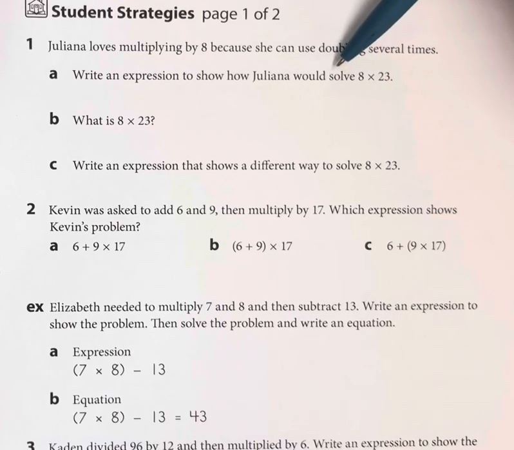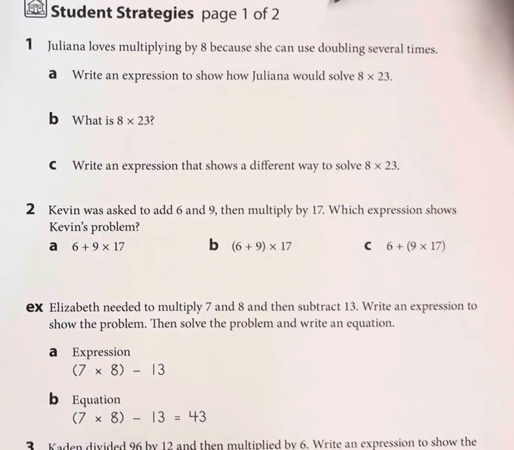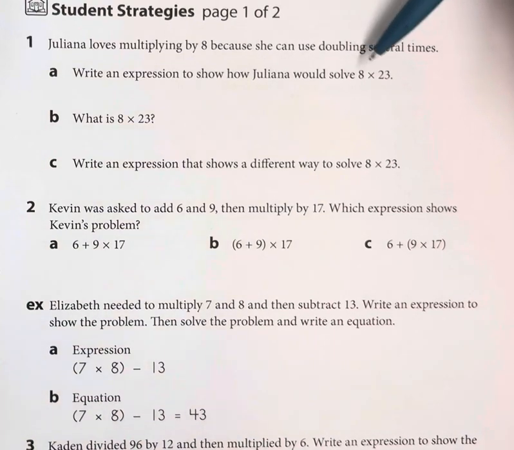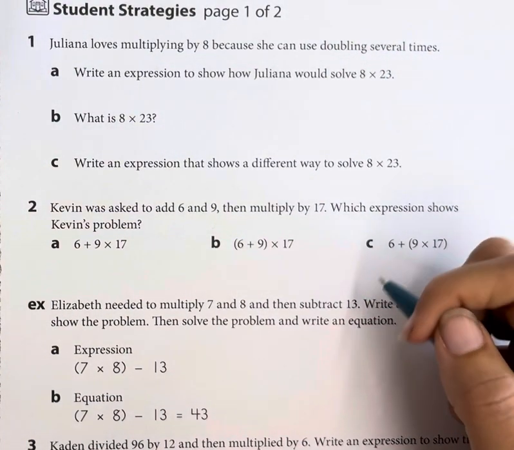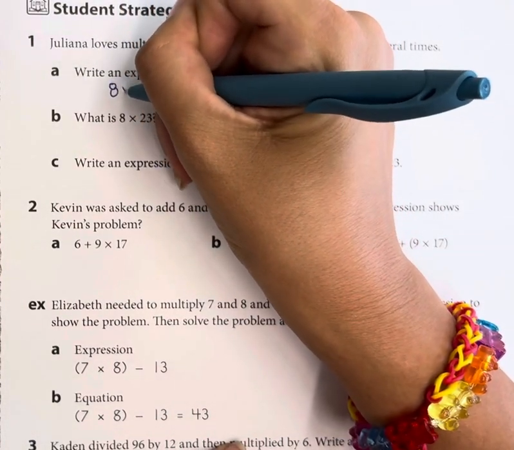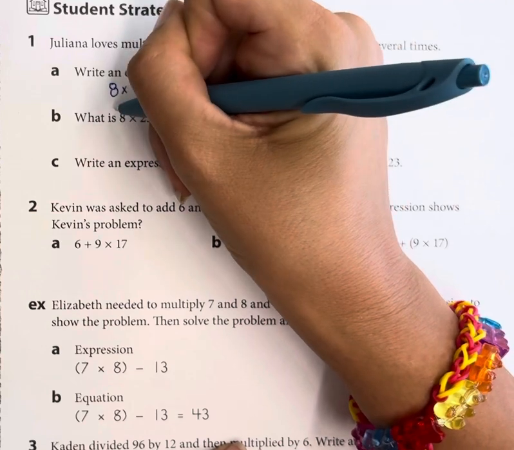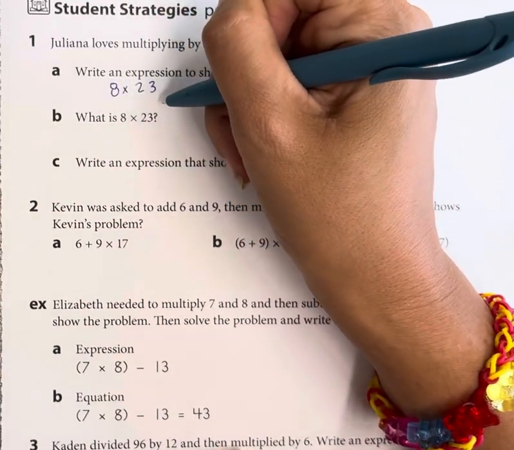How Juliana would solve 8 times 23. So we're going to look at doubling and halving this several times to get to a number that we want to multiply. So if I start with 8 times 23, I'm going to start by doubling and halving, and I'm going to look at the two numbers and see which one do I double.